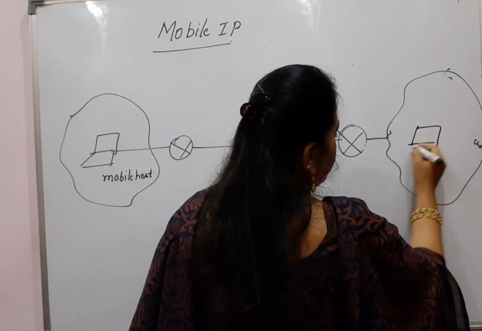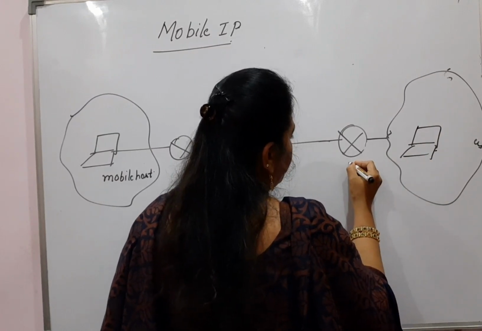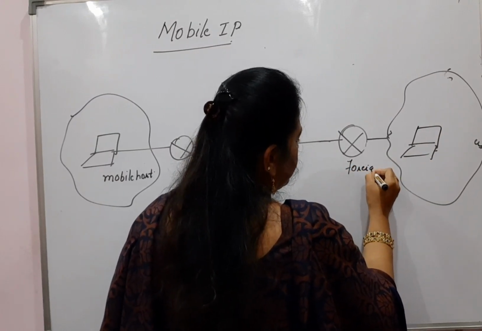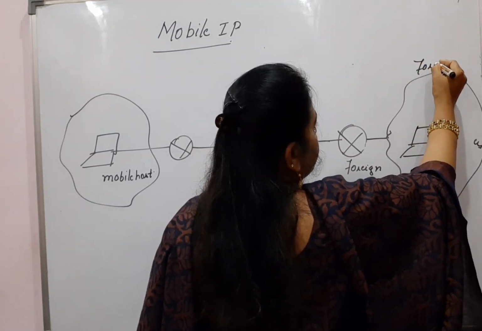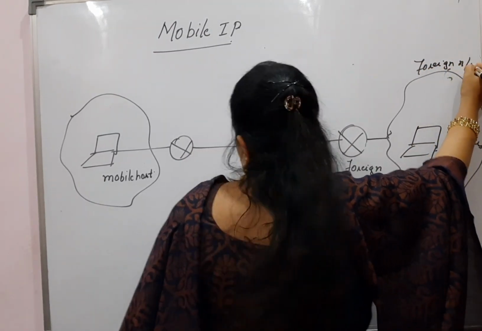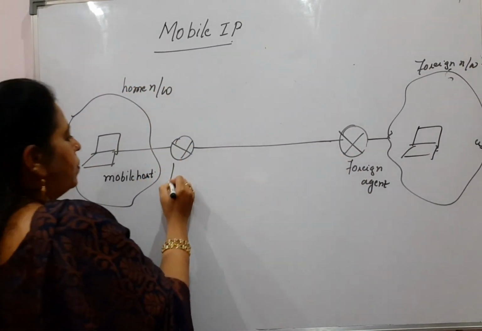The host has come over here, and what are the other things? This is the foreign agent, foreign network, home network, and home agent.